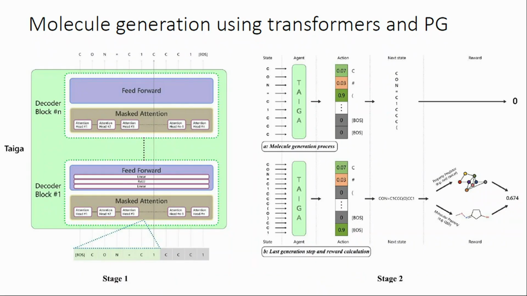And in this example, it's for small molecule string generation. And the objective here is some computed quantity, for example, QED and SAS.